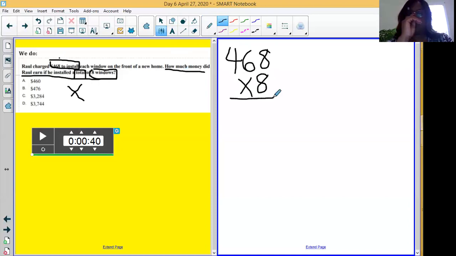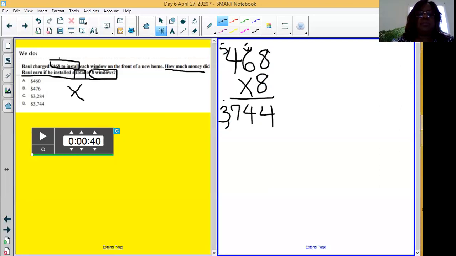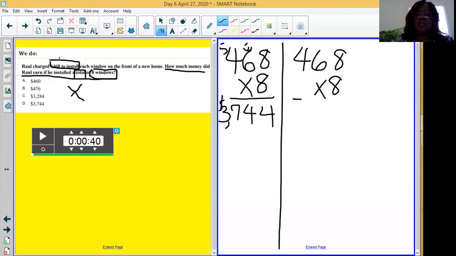All right, please write your problem, 468 times 8. The first strategy we're going to use is the algorithm. So we're going to start in the ones place, and we have 2 8s. 8 times 8 gives us 64. So I'm going to put down my 4. And I'm going to put 6 at the top. I know 6 times 8 is 48, plus 6 more gives me 54. Put down my 4. I'm going to put 5 at the top. 5 times 8, I know it's 32, plus 5 gives me 37. So I'm going to earn 3,744. That's one way to do the problem. Another way to do it is to use partial products. So I'll pause for a second and let you catch up to where I am.